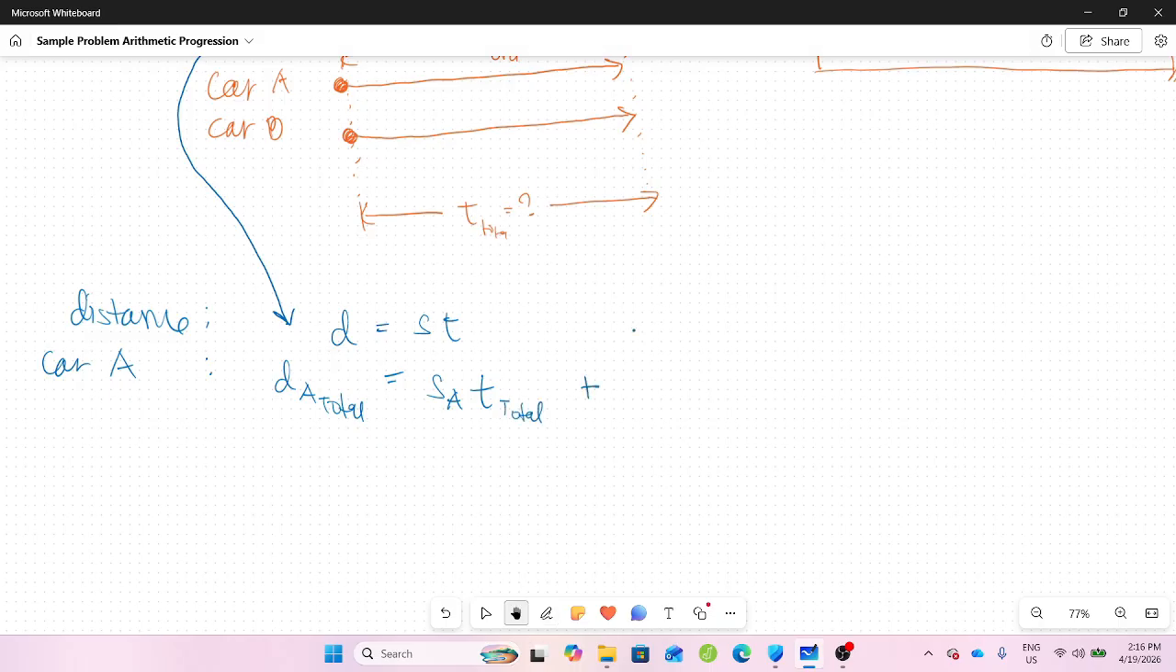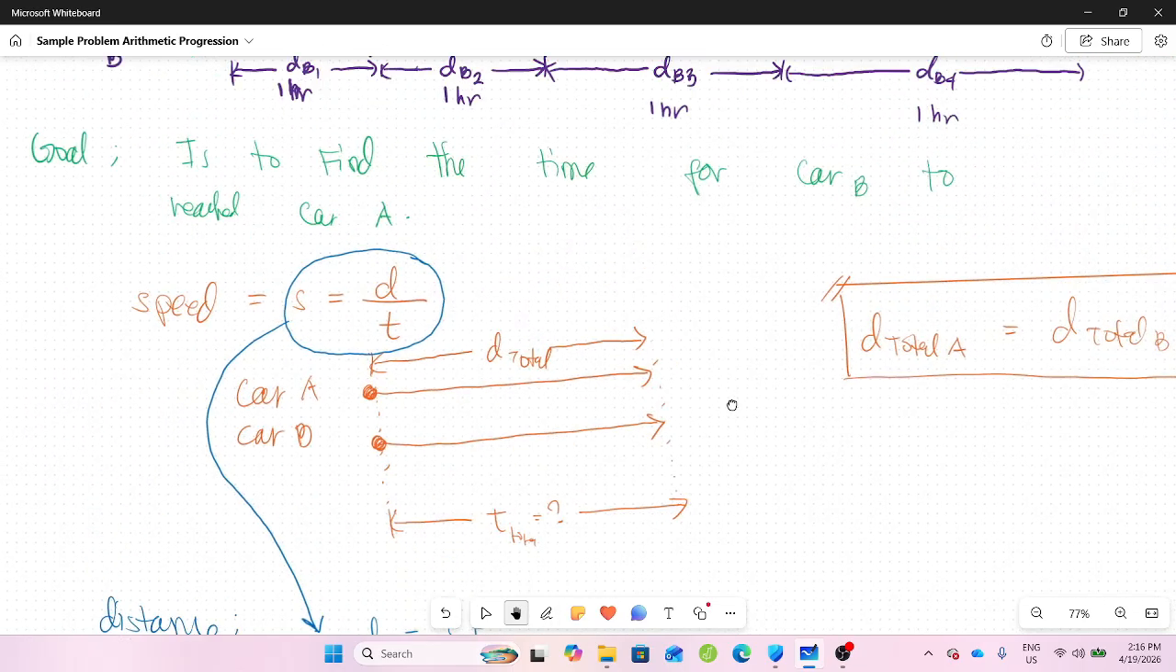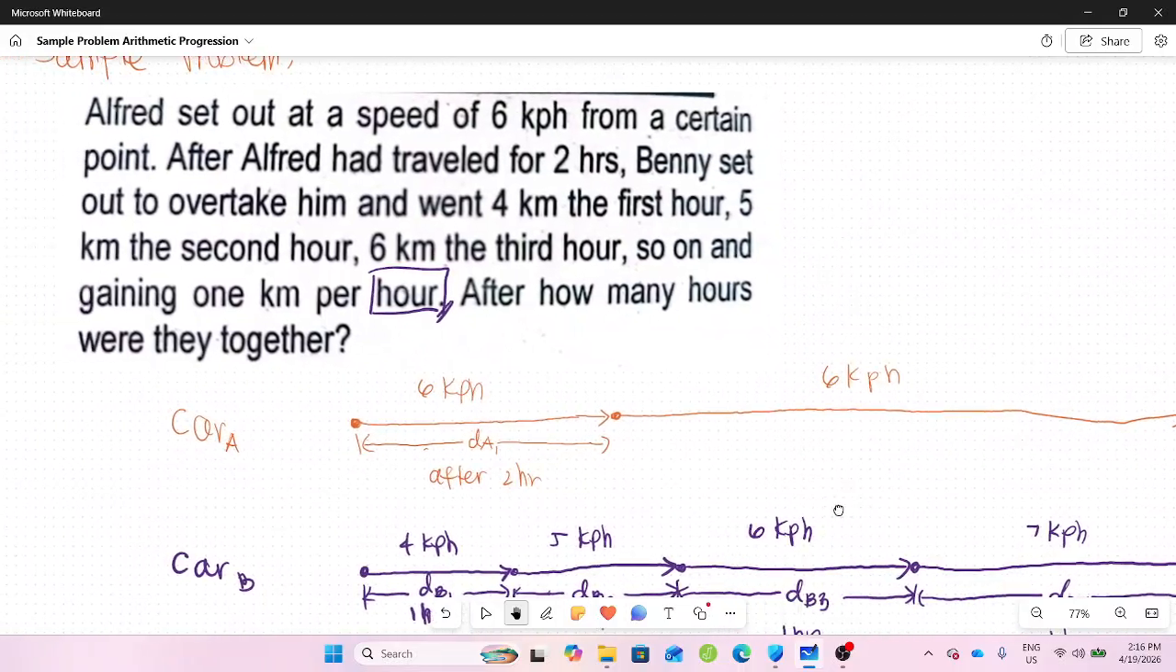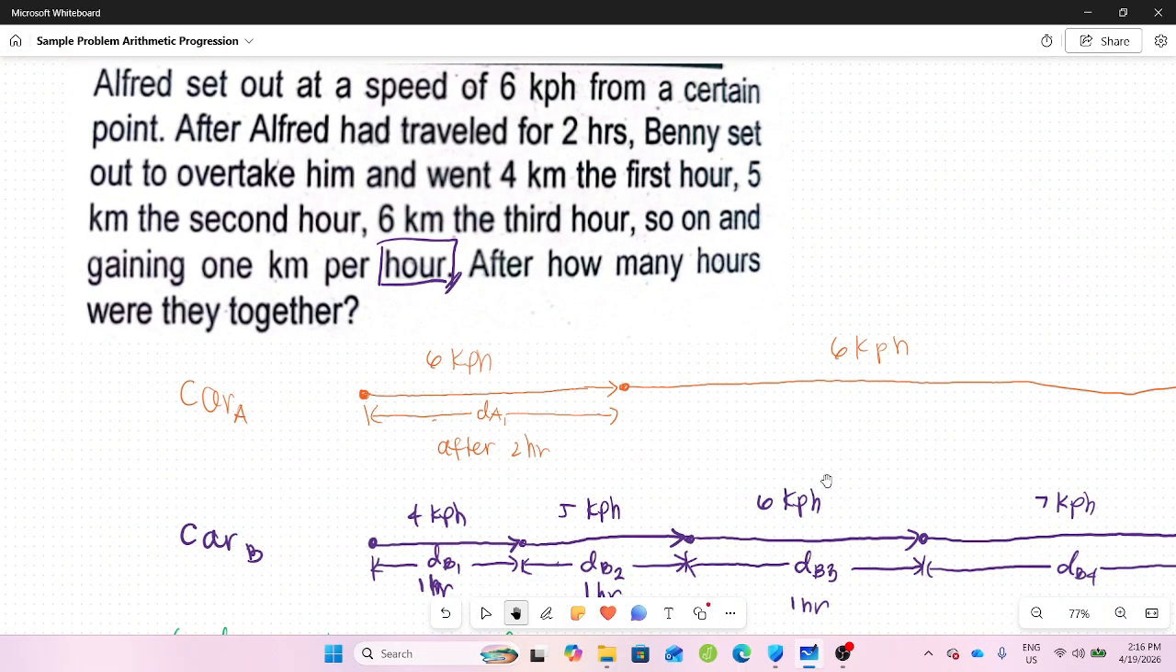plus. Why is it that there is a plus? Because our problem said that car A traveled earlier than car B. So it traveled 2 hours earlier compared to car B. So we have to include this distance in our total distance.